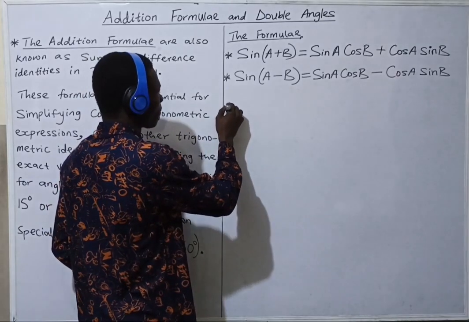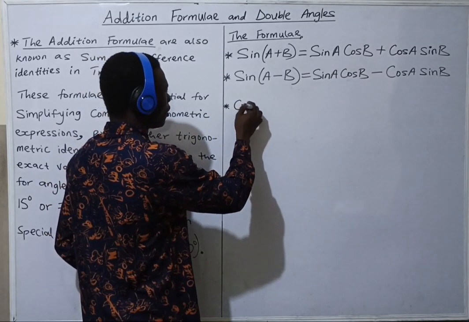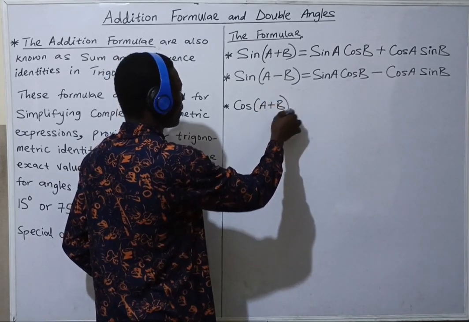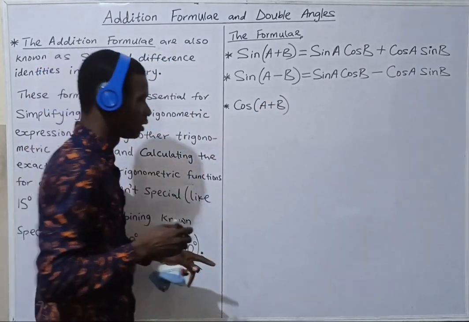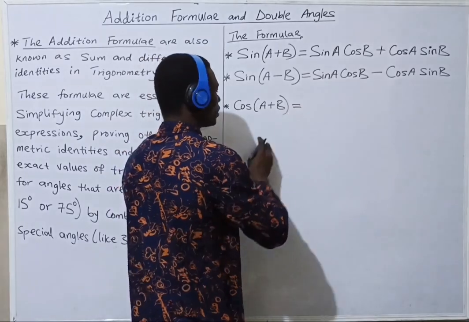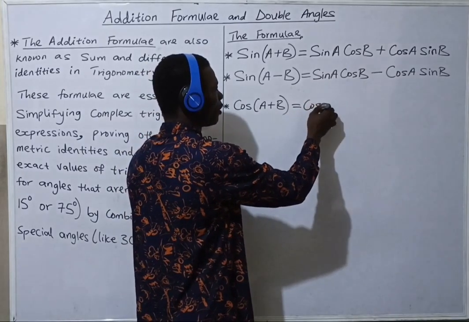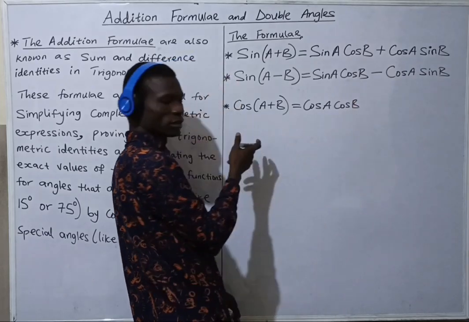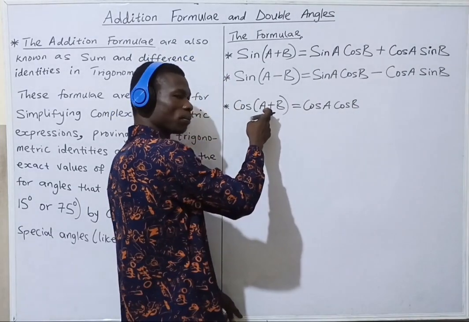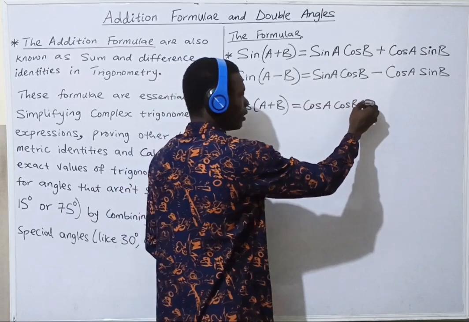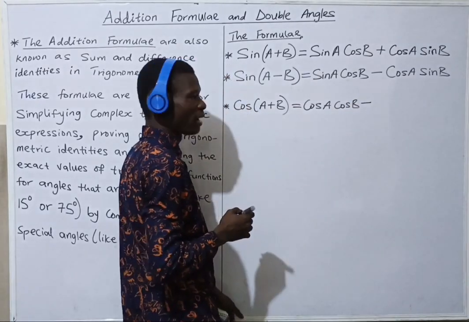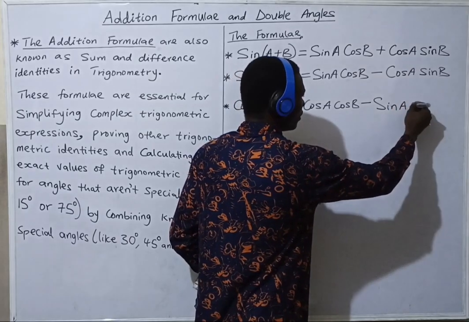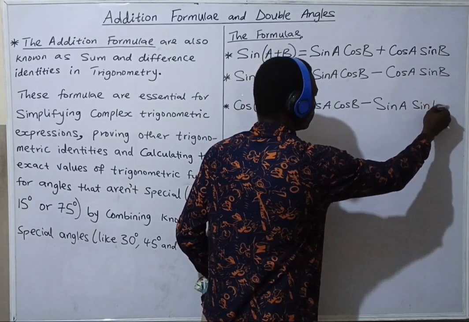And that's going to be the next identity, cos(A + B). This time around, you have to be very careful with this. And what is that going to give us after the equal sign? That's going to be cos A cos B. The two cos come first. Now, if this is plus on this side, to the other side of the equal sign is going to be minus. And the minus will now be for sin A sin B.